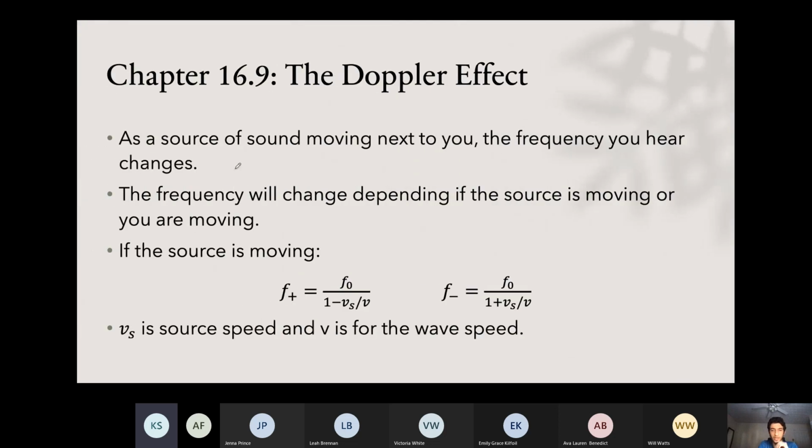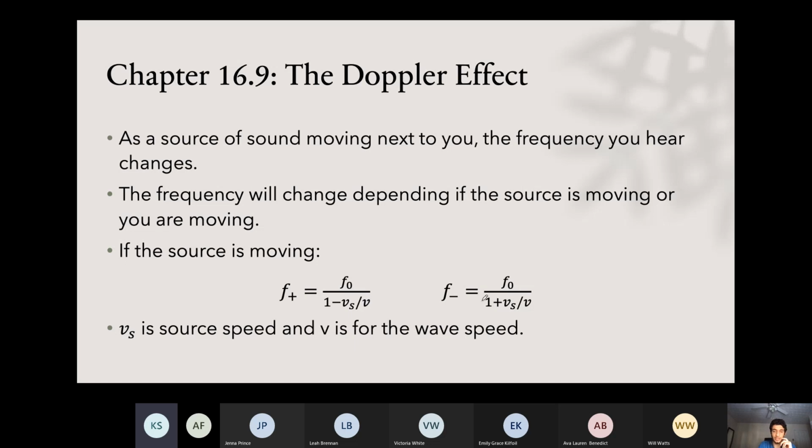You can calculate both of them using these equations, where F naught is the frequency of the source in the beginning, and Vs is the speed of the source. This V is the speed of the wave in general.